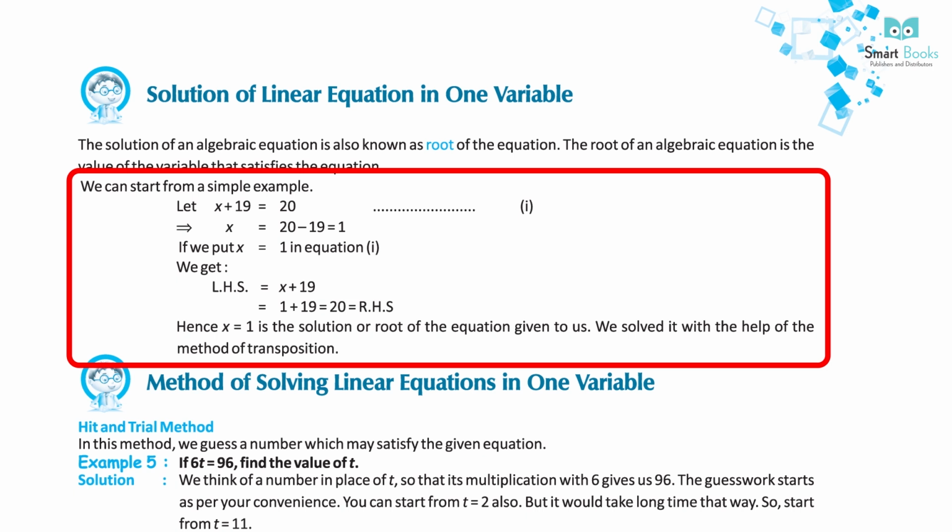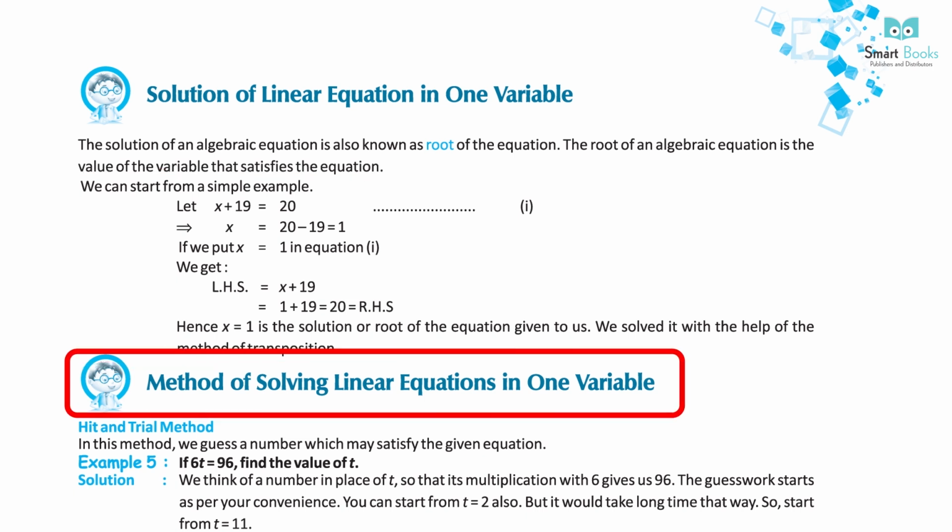First statement. x is equal to 20 minus 19 is equal to 1. If we put x in the equation, we get left hand side is equal to x plus 19 is equal to 1 plus 19 is equal to 20, the right hand side. Hence x equals 1 is the solution or root of the equation given to us. We solved it with the help of the method of transposition.